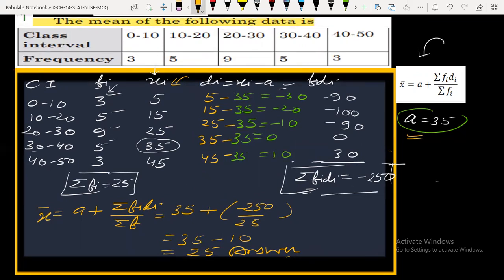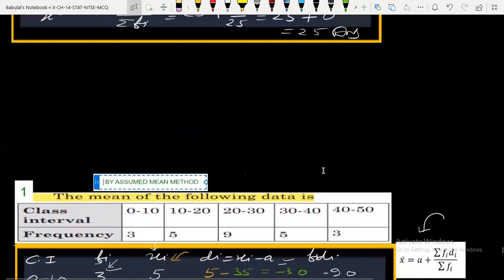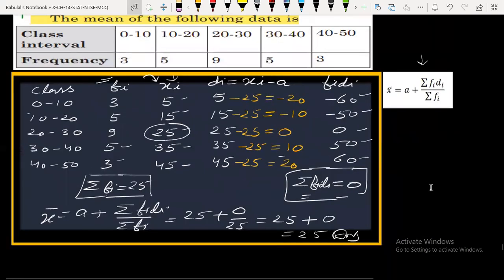See, did our answer change by changing the assumed mean? No, because the answer is 25 when we assume the mean 35, and in the first part we chose the assumed mean 25, then also the mean is 25. So you saw that changing the assumed mean, taking a different one, makes no difference to our answer.